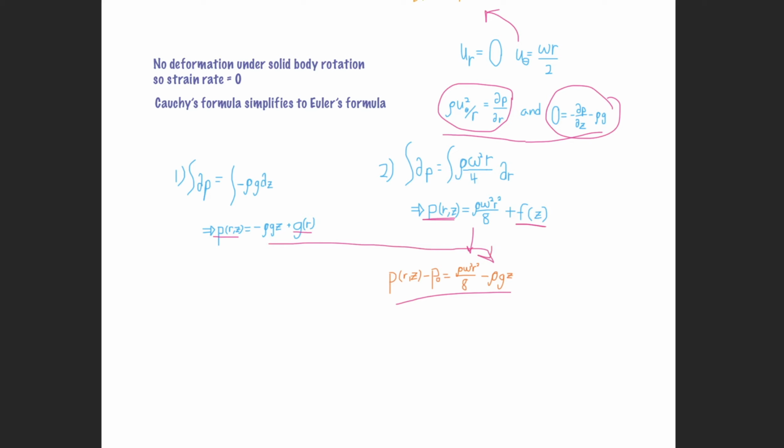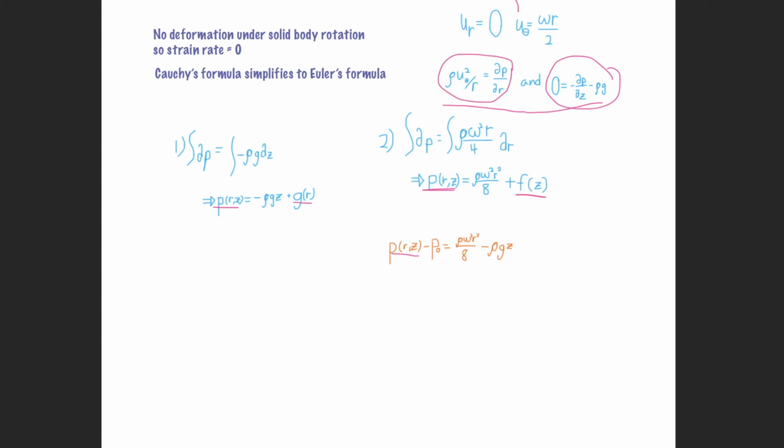I'm going to erase this line in a second because it's ugly, but you can see that's where these components come from. And what this is saying is that your pressure with respect to r and z minus some p0 for when r equals 0 and z equals 0 is equal to rho gamma squared r squared over 8 minus rho g z.